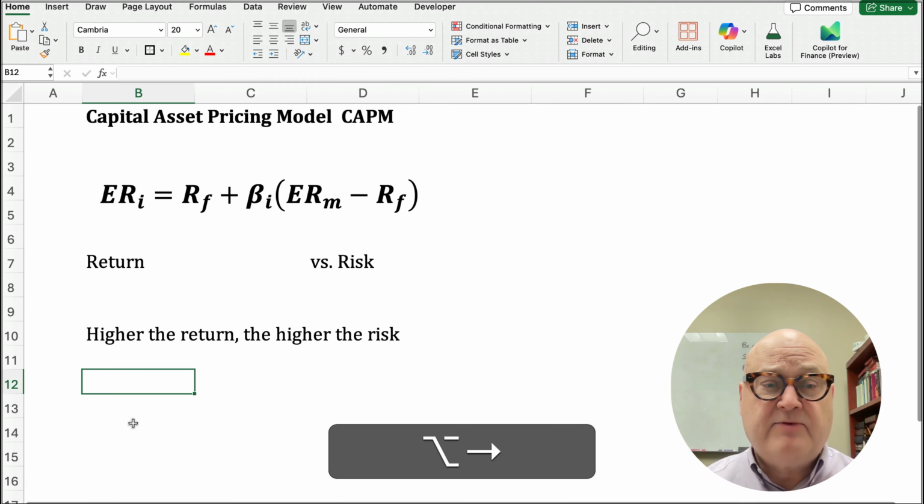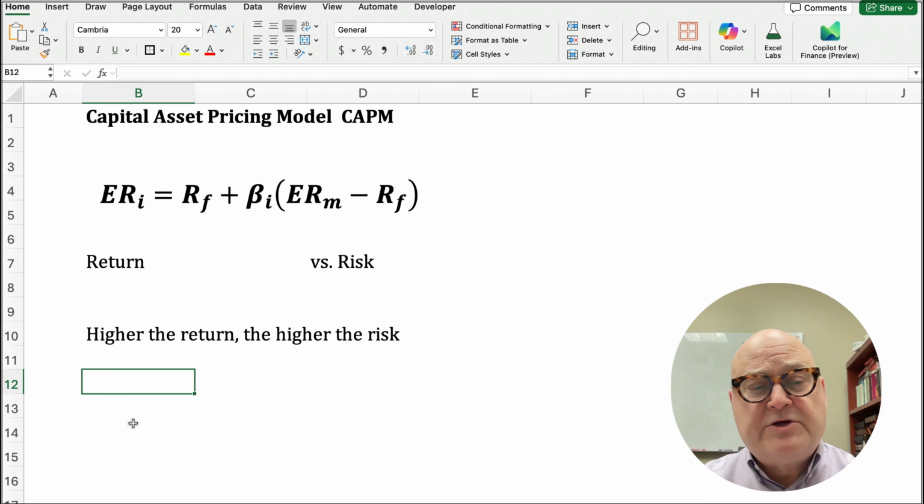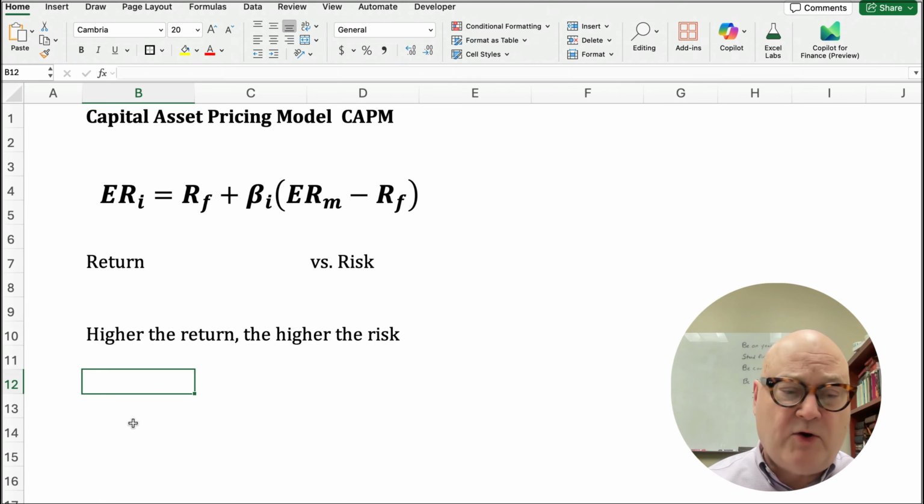Let's get started with CAPM. Now the return and risk is really what you want to think about. This is trying to quantify the idea of what's the return that's required versus the risk. The higher the return, the higher the risk. If you have a low risk, then you'll probably get a low return. So they go together, and that's kind of the big picture of the model.